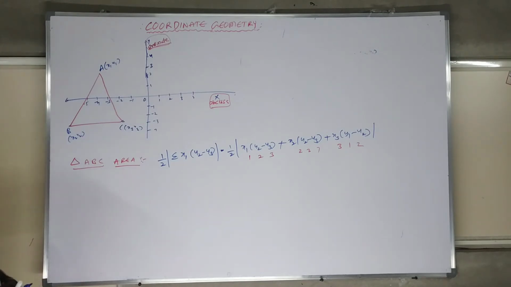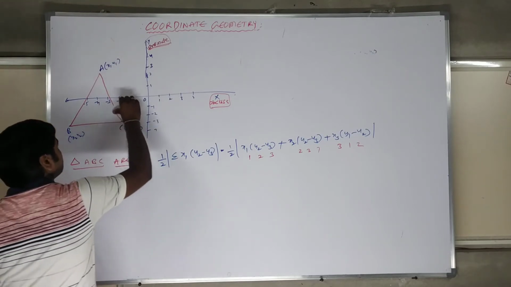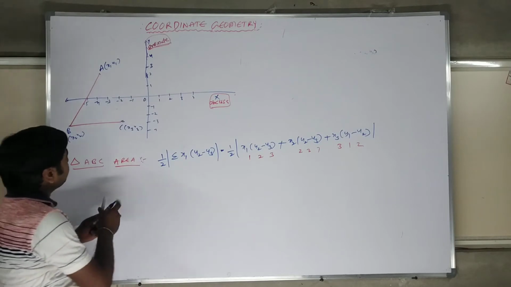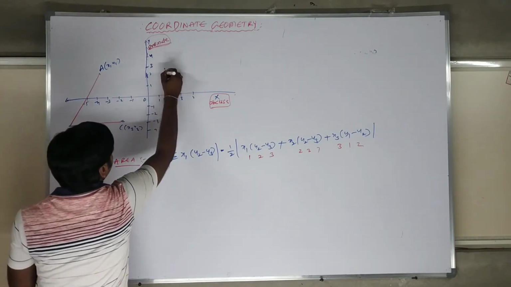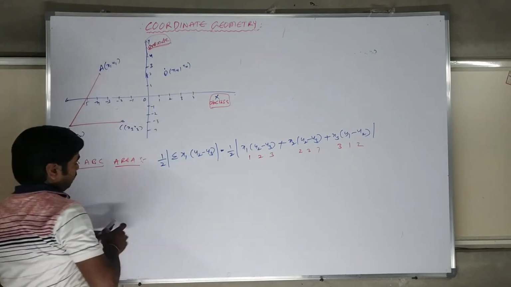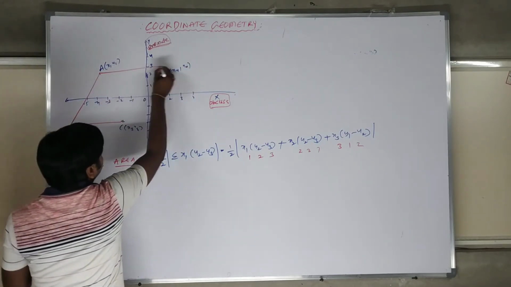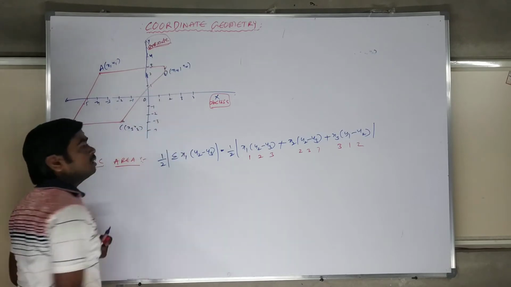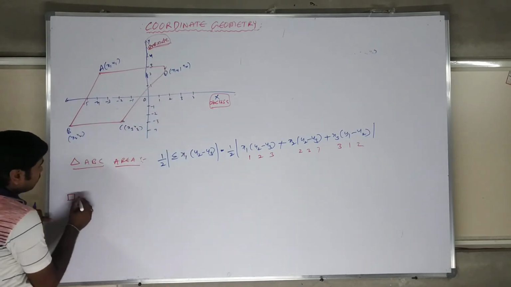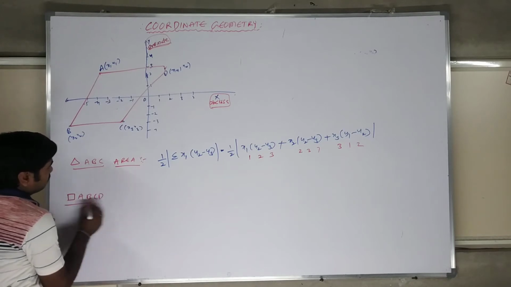That is case 1. Next, case 2. Let me take another point. The other point is D, (x4, y4). I have another point x4, y4. The moment I join the four points, I get a quadrilateral. You want to find the area of quadrilateral ABCD.